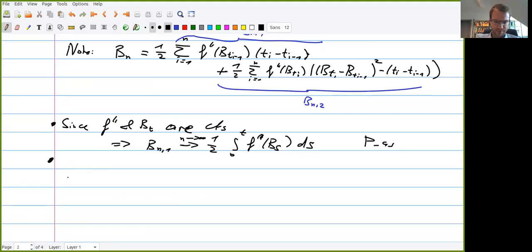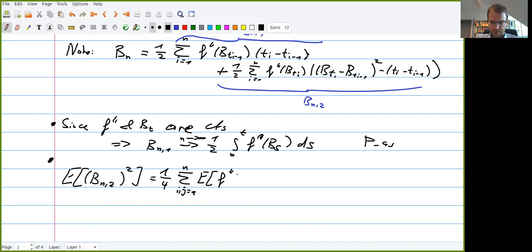So this is the first observation. The second one: we want to show that B_n^2 goes to 0, and we want to show it in L2, if you choose the right object, which makes your life easier. So if we have the square here, we get a lot of terms. First we get the 1/2, which gives 1/4 because we squared. And now we have a double sum over i and j from 1 to n of the expected value of the second derivative of f applied to the Brownian motion.